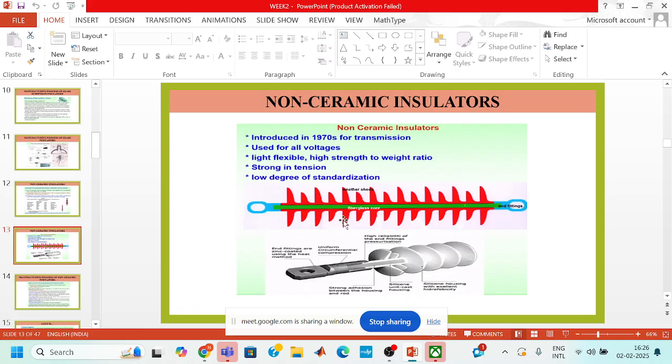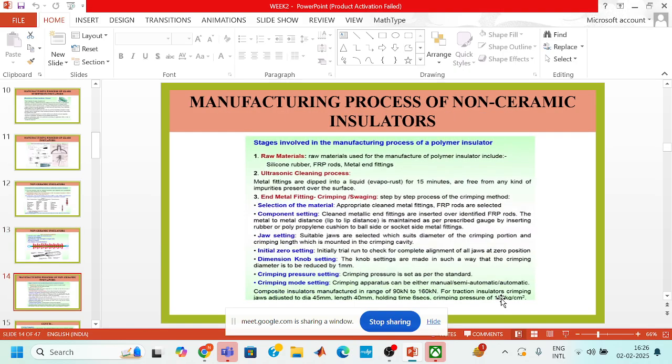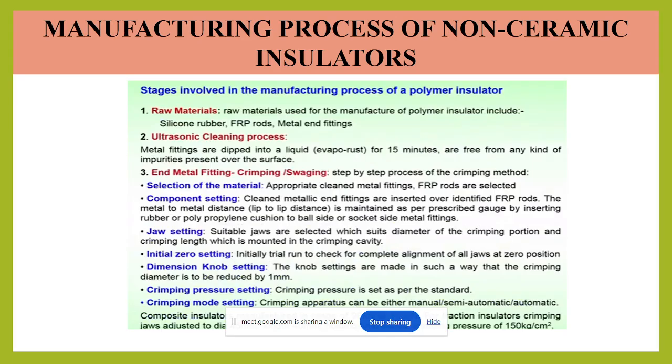And this is the cross section of the pin type non-ceramic insulator, in which we see the fiber glass core, and these are the weather sheds, fitted with the end fittings, which give high reliability of the end fittings' pressurization. And this is also the cross section of the non-ceramic insulator.